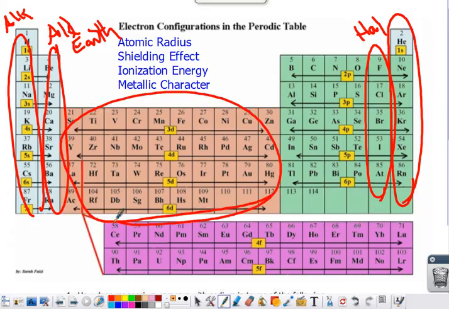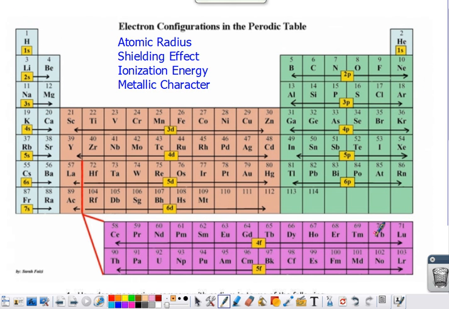The big area in the middle where we find all the elements that end with d, those are the transition metals. And then there's a couple that have boring names like the nitrogen family, the oxygen family, carbon, boron. Those are all kind of boring names. Alkaline earth, boron, carbon, nitrogen, oxygen, halogens, and then noble gases.